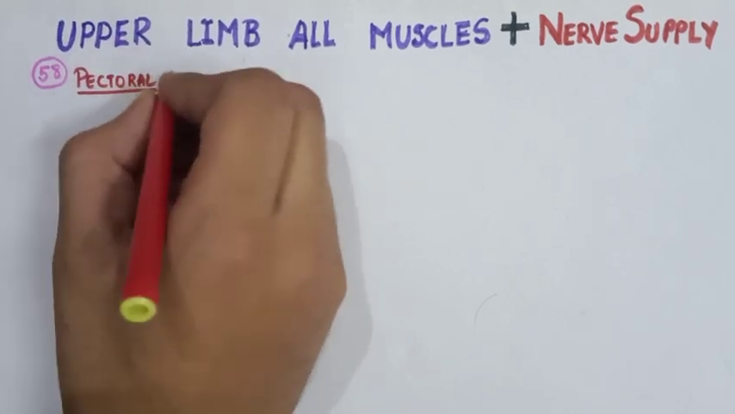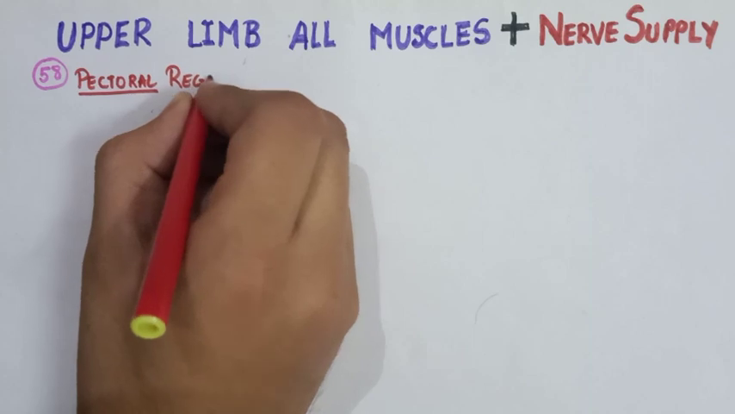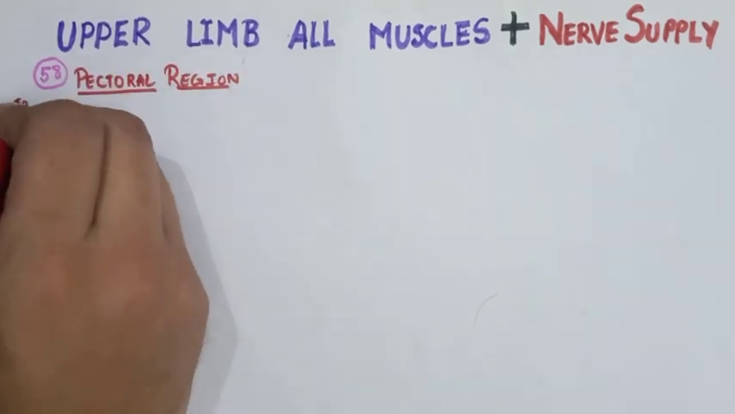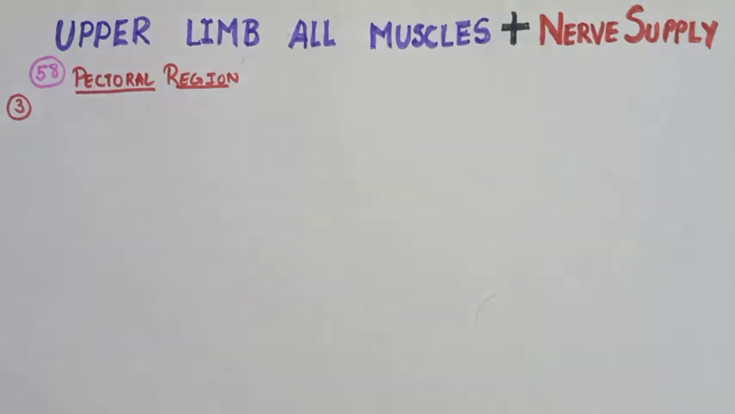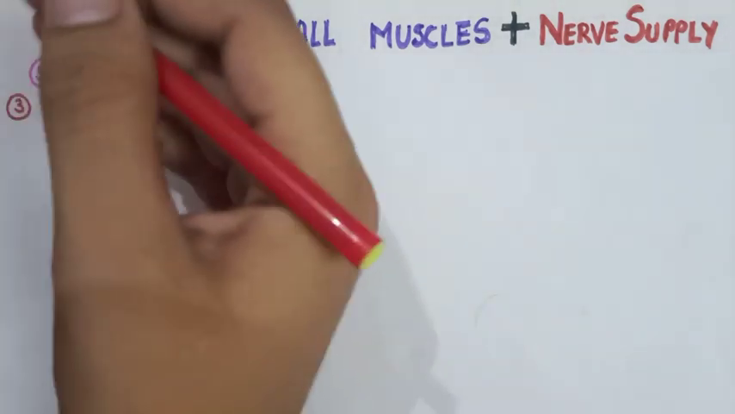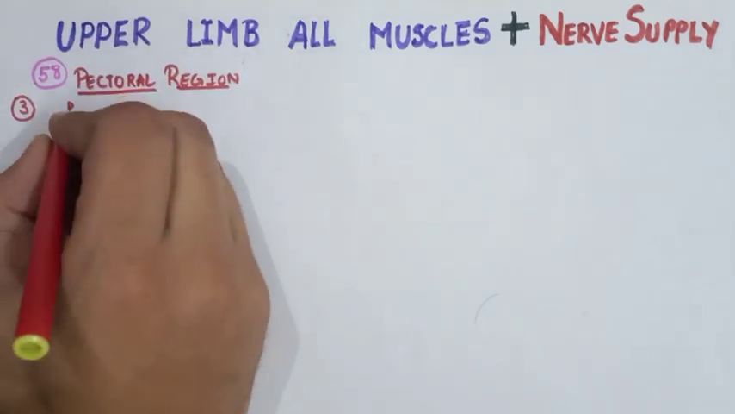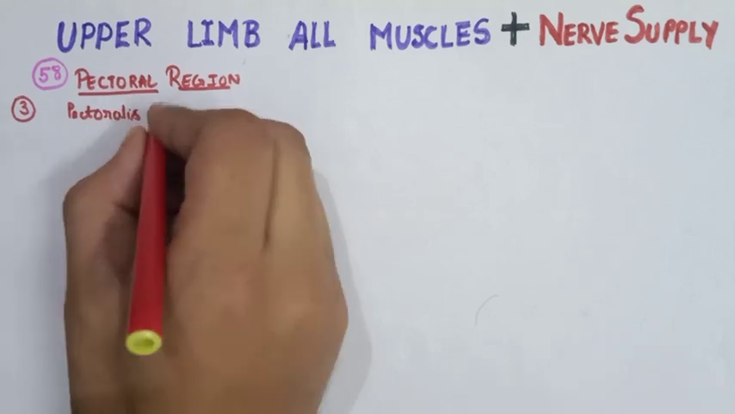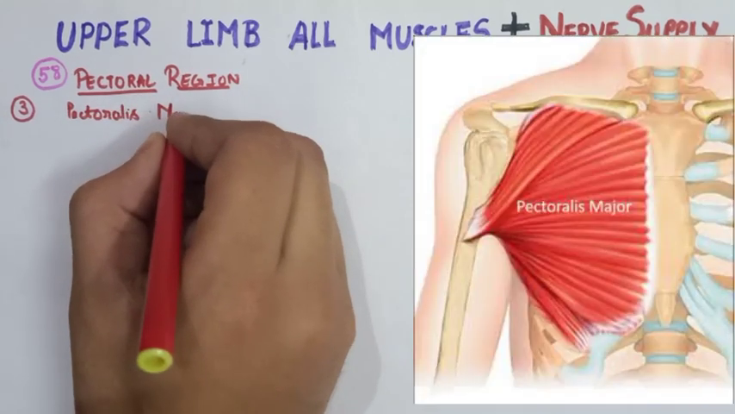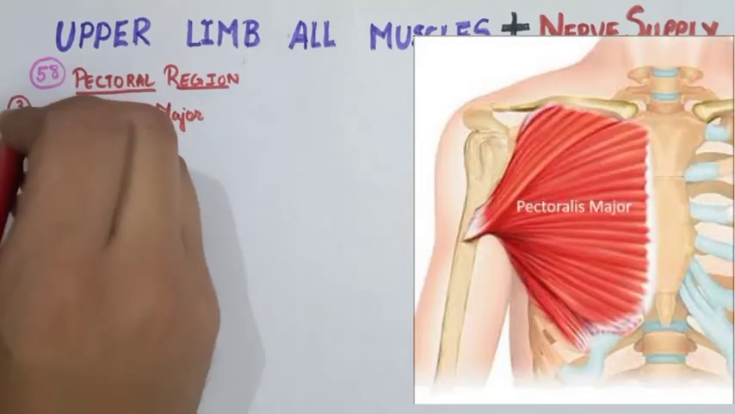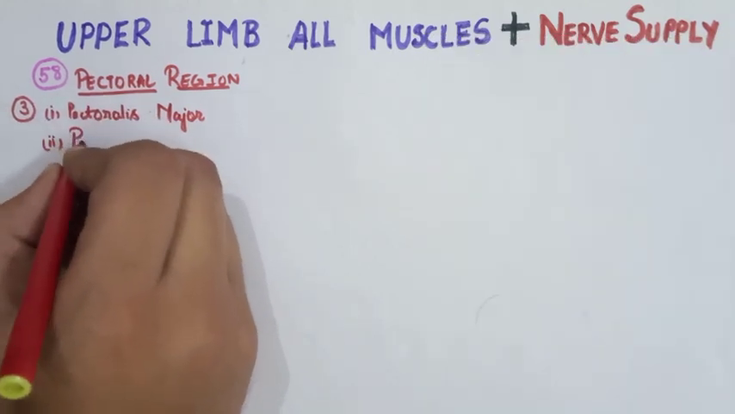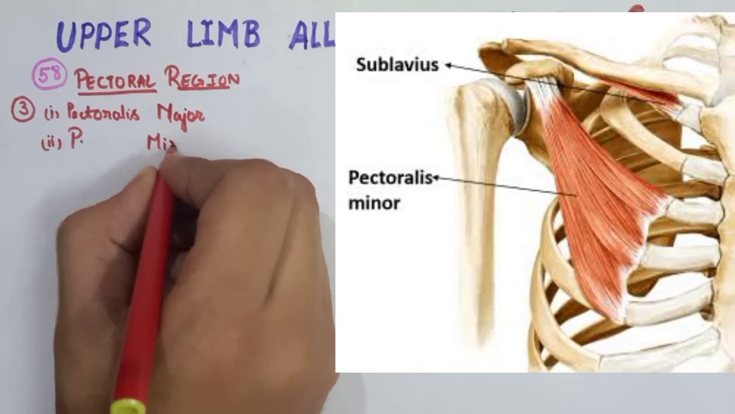Pectoral region. In the pectoral region we have 3 muscles. The names are also very simple. How? The region is the pectoral region, so the first muscle name is very simple: pectoralis major. This is the first muscle. The second muscle of this region is pectoralis minor.